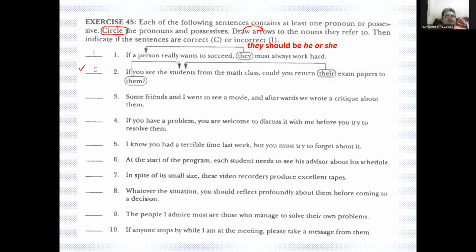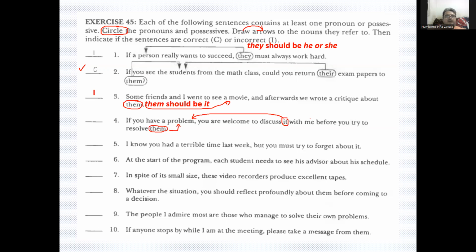Okay, now that you're back, let's see. Some friends and I went to see a movie, and afterwards we wrote a critique about them, about the movie. Movie is singular, so it should be it. That's incorrect. If you have a problem, you're welcome to discuss it with me before you try to solve them. Okay, discuss it, problem, solve them.